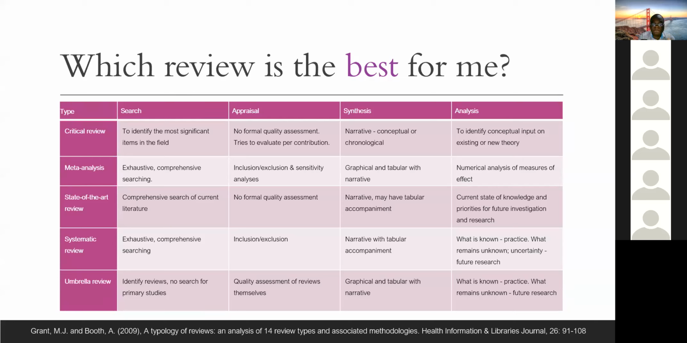Then synthesis is, like the word, the goal of synthesis in critical review is you want to come up with new concepts, and maybe the chronology, the order in which the field has developed. But when it comes to meta-analysis, the goal of synthesis is you want to come up with the graphs and tables that can be used to narrate the development in that field. So those are different aspects, different goals, for different types of reviews.